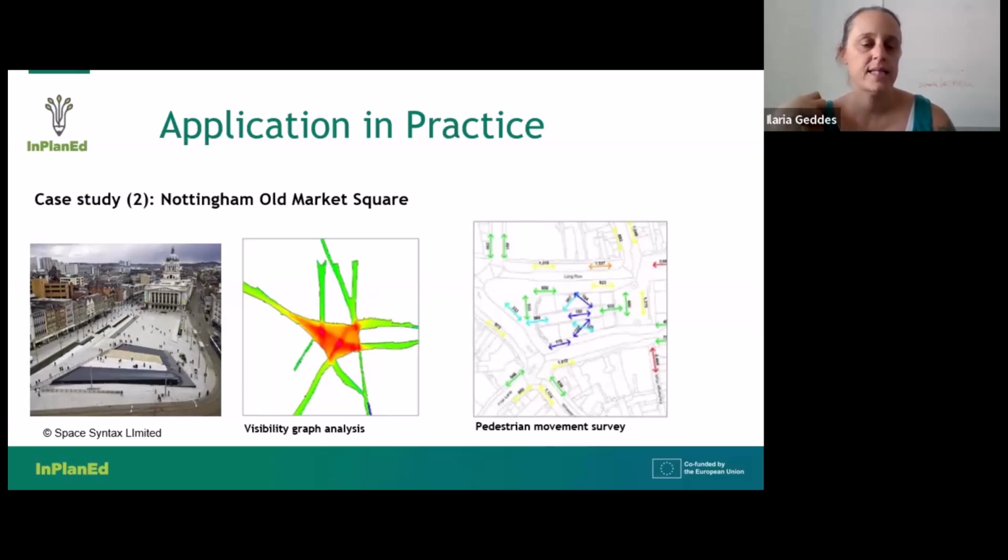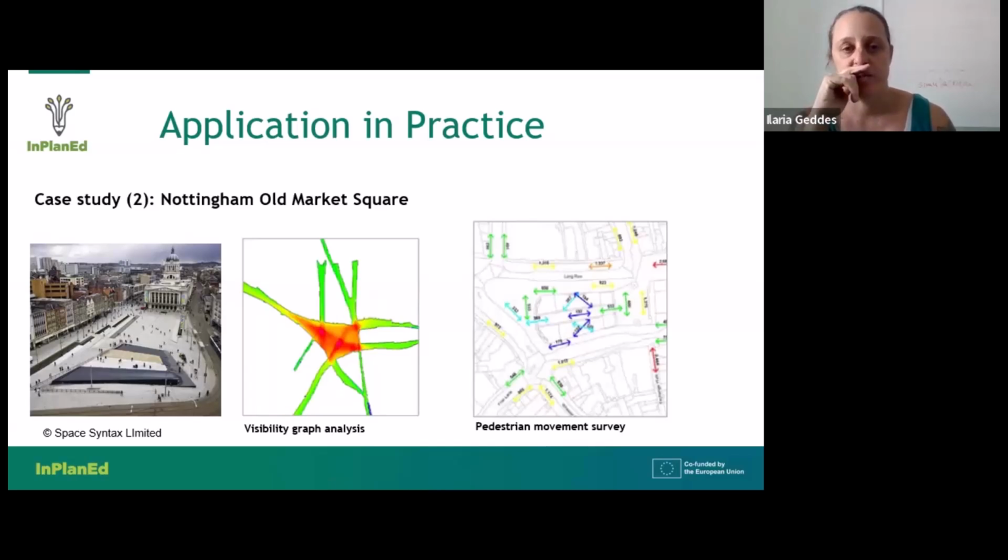And when you have these high visual accessibility, it tends to be where people prefer to walk. They become people's preferred route because of the way they perceive the space, because they can see more from there and they can see where they're going.